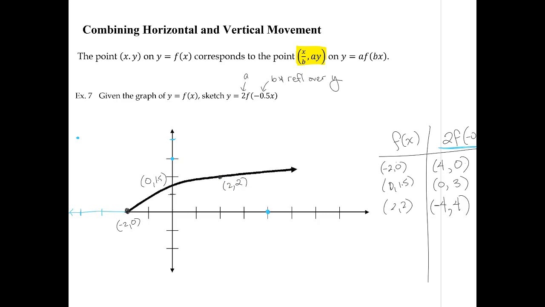It might take me a couple of tries to be happy with my curve. Not quite. So there we go. And that would be my 2f of -0.5x. Again, always remembering to name that graph.